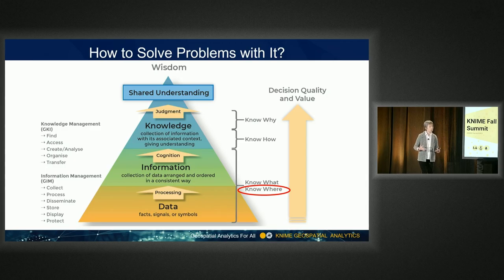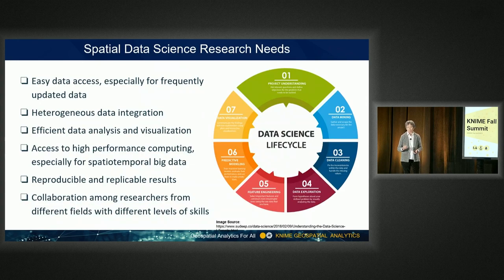Are they connected through networks? What is the causal effect in the space domain? How do you predict what's going to happen where, at what time, right? All that is geostatistical analytics, geospatial analytics. So sometimes we call the geospatial analytics spatial data science, almost interchangeable.